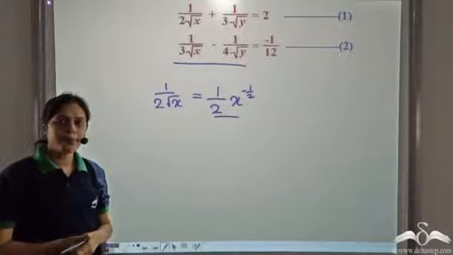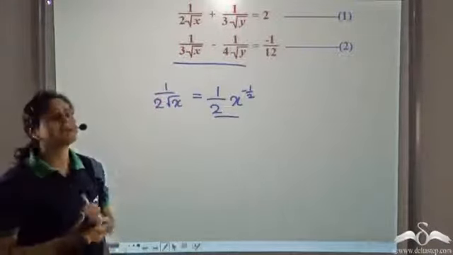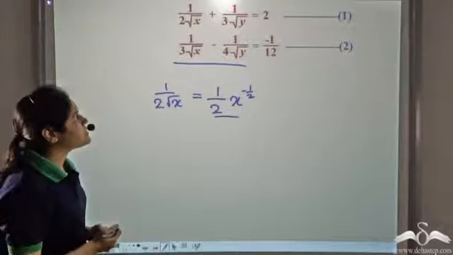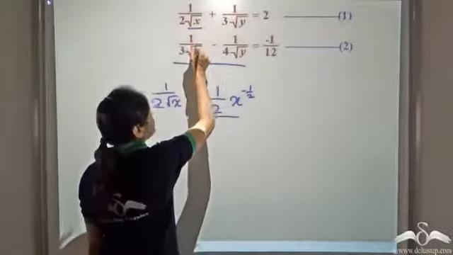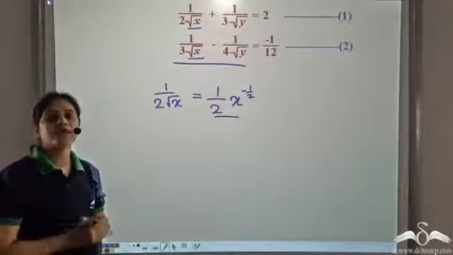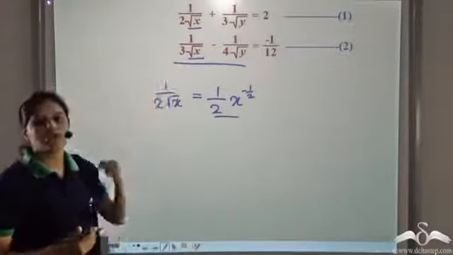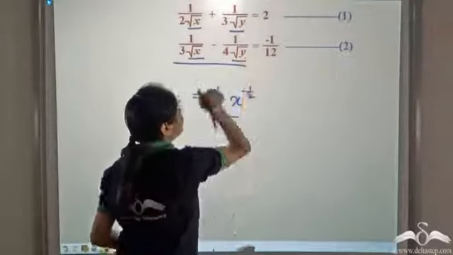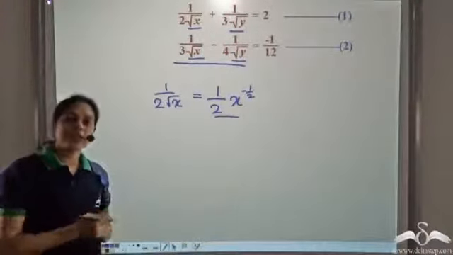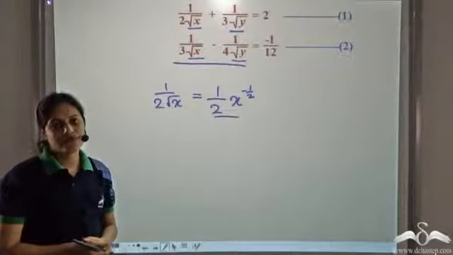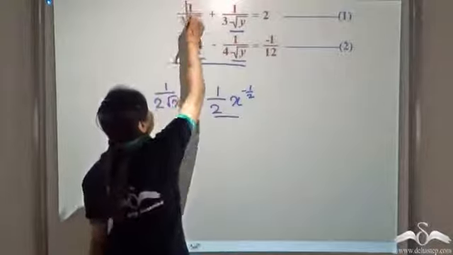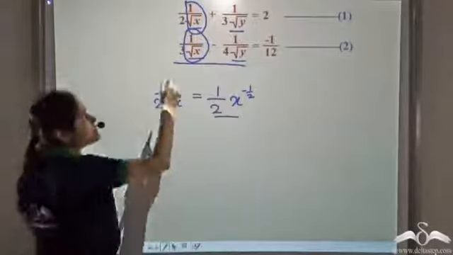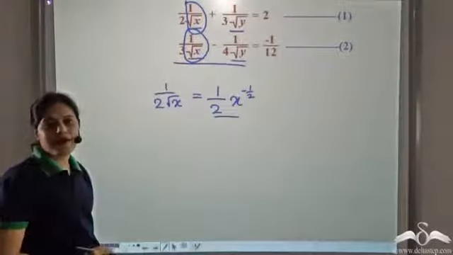So how can we solve them? Well, we can solve them if we can reduce them to linear equations in two variables. Observe that we have root x in the denominator of the first term in both the equations. Also, we have root y in the denominator of the second term in both the equations. So we can take this 1 by root x from here and 1 by root x from here, because these are common and this is the variable part.